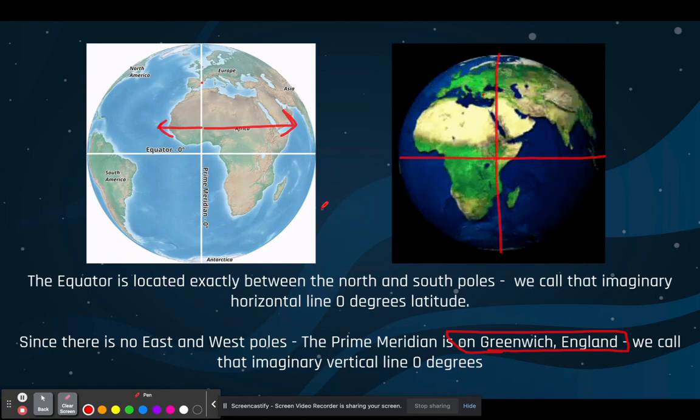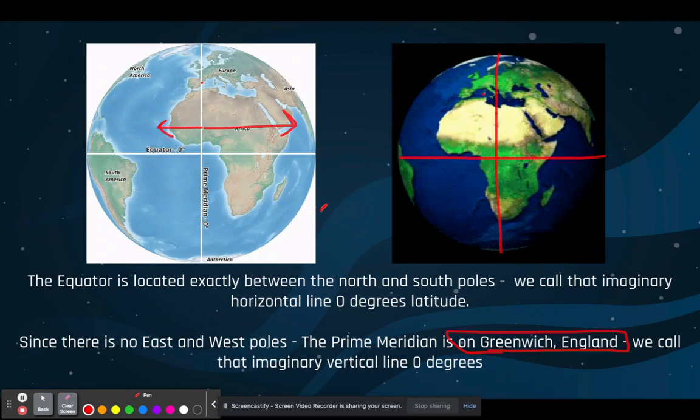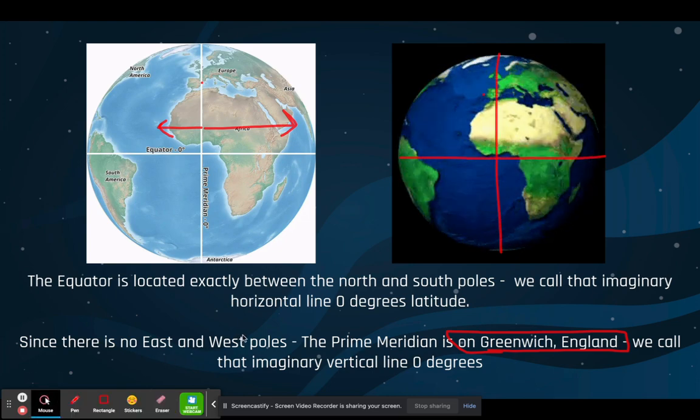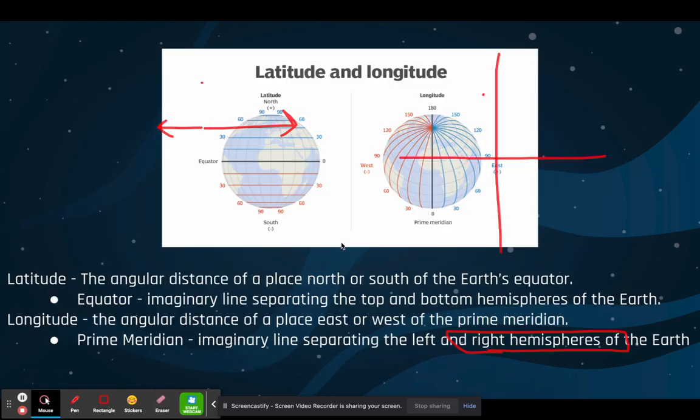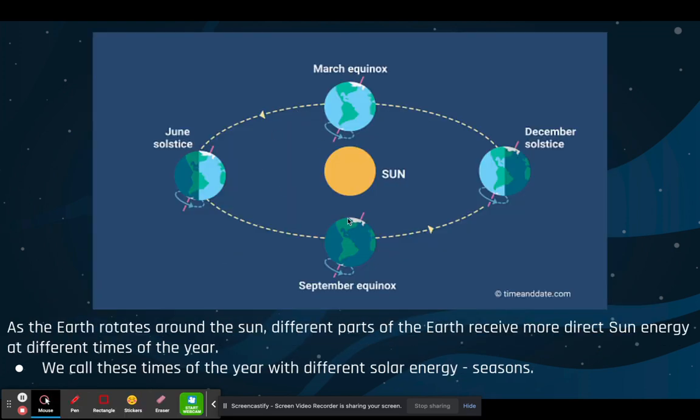Okay? If you need to go over this again or it's a little bit confusing, remember this is a video. You can pause and rewind. What's very important here is understanding the obliquity of the Earth, how many degrees it is tilted, and how that affects the amount of solar radiation that we get.